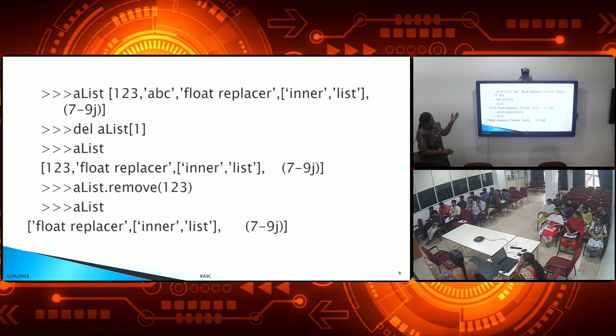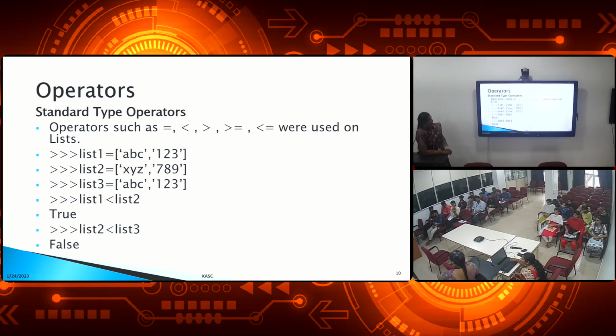So finally, here you can see 1 2 3 followed by the float replacer. There is no ABC because in the previous command we used del a list of 1, so ABC is deleted from my list. Now I'm going to use remove: a list dot remove 1 2 3. Automatically that item will be removed, and the float replacer and the remaining part stay in the list. This is also acceptable.